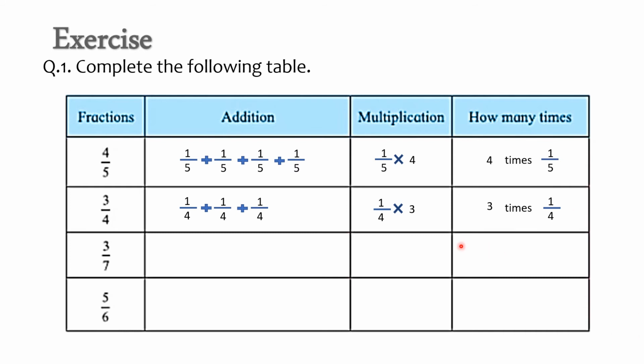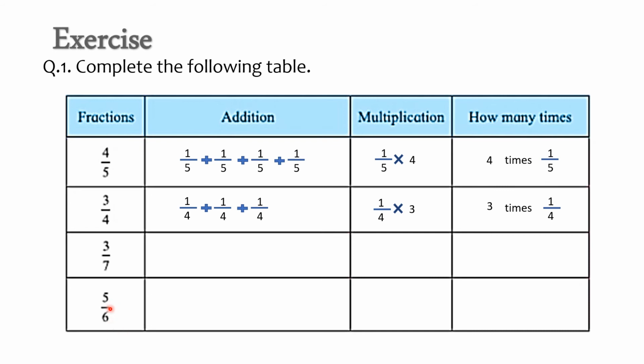Same way, next sum, fraction is given 3 upon 7. So we will write 7 as it is in the denominator, but we will add 3 times 1 upon 7 in addition form. Then we will write here 1 upon 7 into 3, and next column how many times? As we will add it 3 times, we will write 3 times 1 upon 7. Same way 5 upon 6.